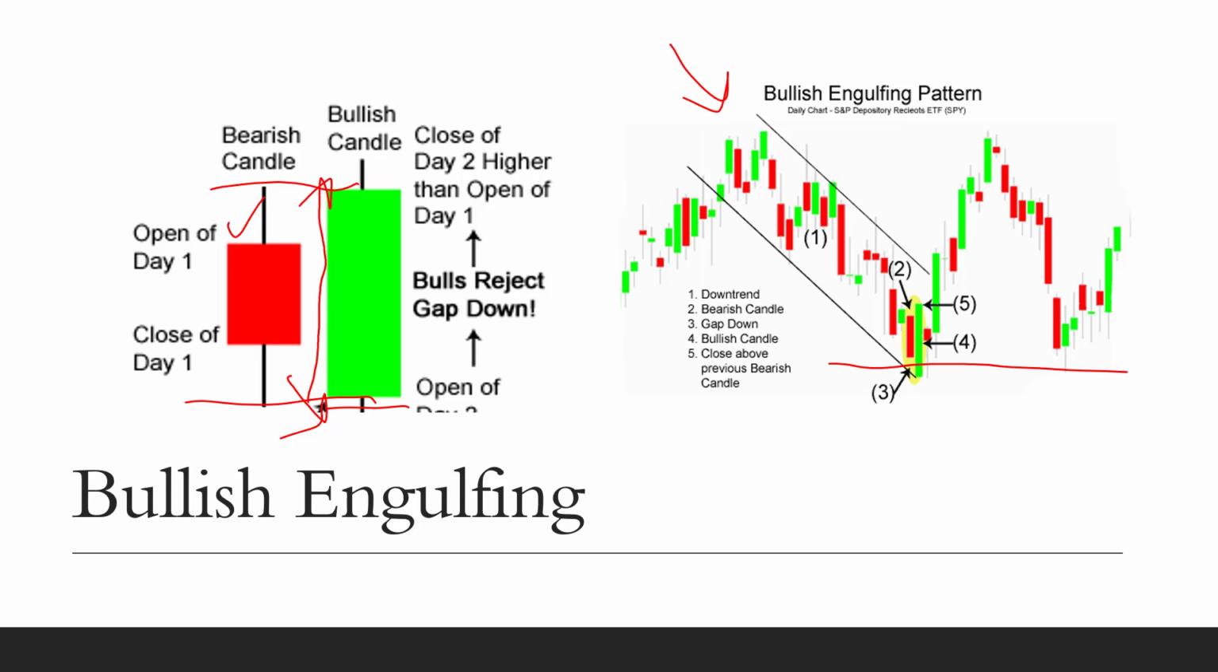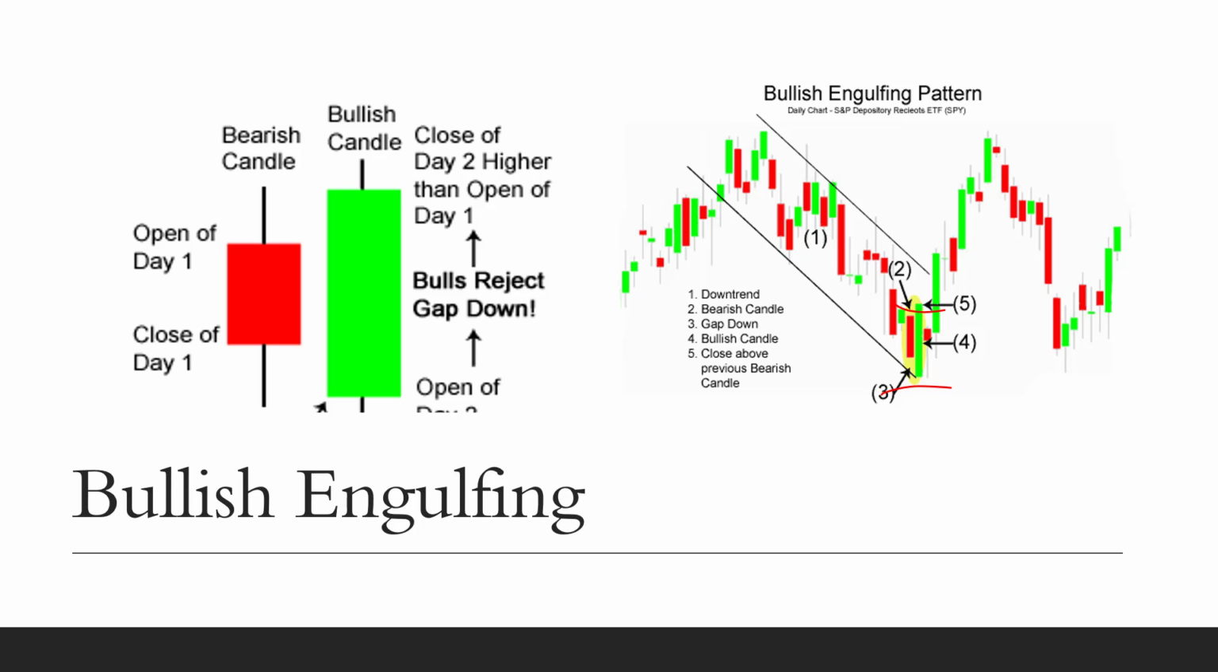That is what you'd want to see on that one. And then, like I said, an increase in volume. So like it says right there, you go on a downtrend. You have a bearish candle, a gap down, it has to gap down. And then a bullish candle closes above, engulfing that previous candle. So right here on the example, it gaps down and fully engulfs it.